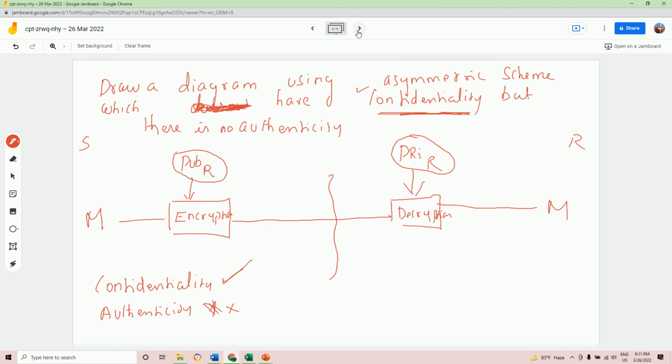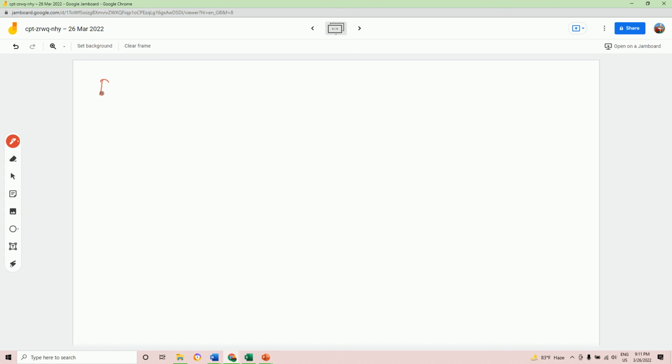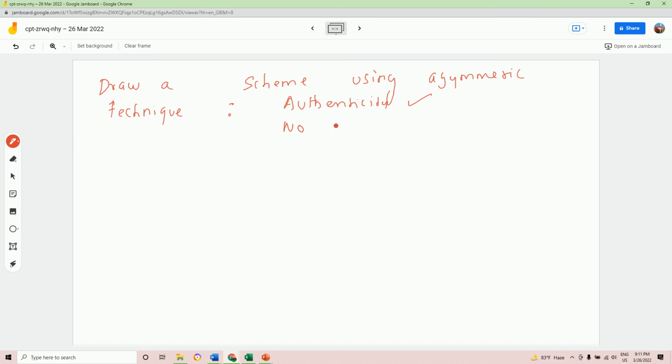Now we will do one thing. Draw a scheme using an asymmetric technique. So in this there is authenticity, but no confidentiality.